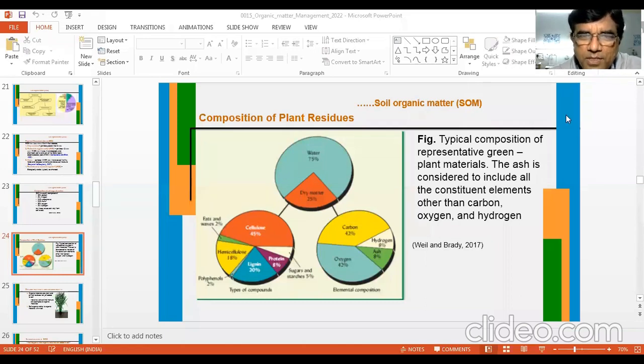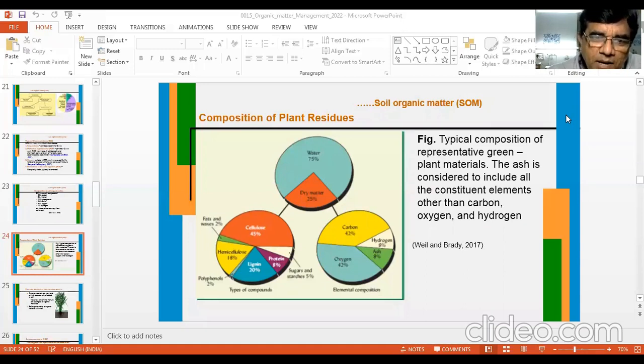So we come back to this figure again. You can see the composition of plant residues. Compound-wise, cellulose is 45%, protein about 8%, lignin 20%, hemicellulose 18%, fats and waxes 2%, polyphenols 2%. You can see these are the major compounds. Sugars and starches 5%. These are average values of compounds.